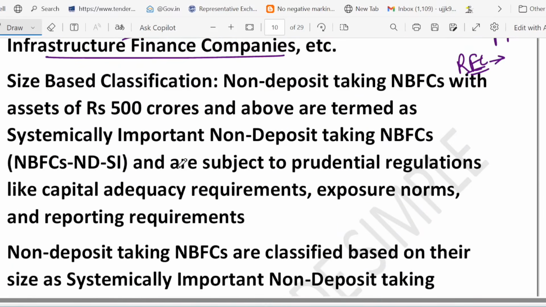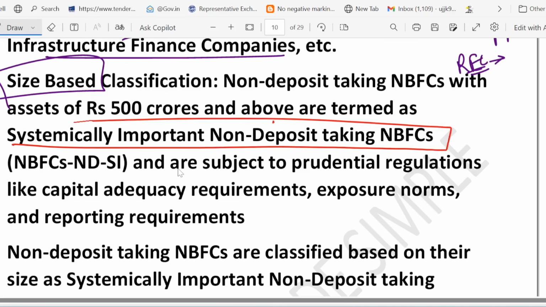Then the third classification is size-based, which means how big they are. In this category you will hear the name of systemically important NBFCs. Just like a systemically important bank, similarly there are systemically important NBFCs, called NBFC-ND-SI. They have assets larger than 500 crore.